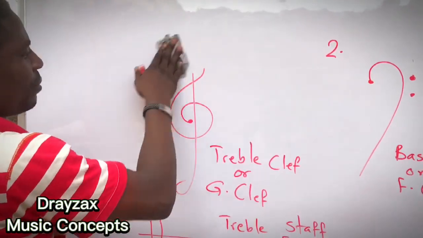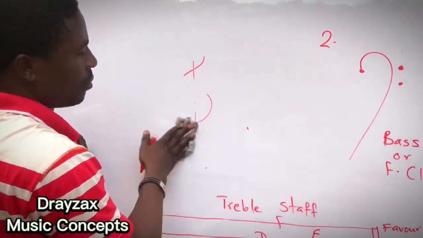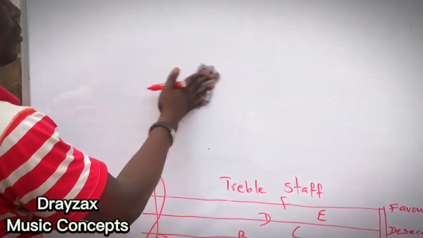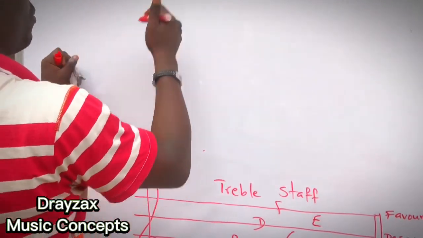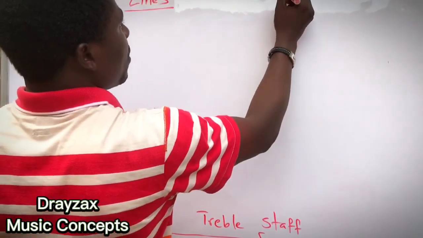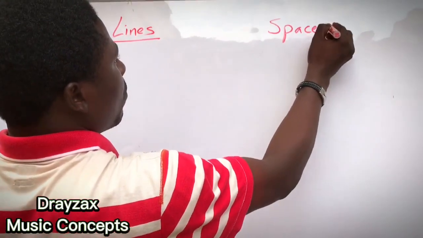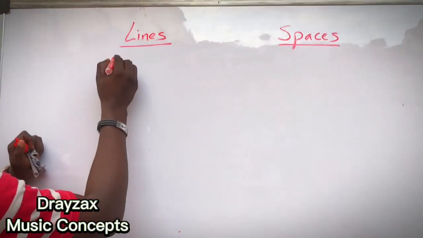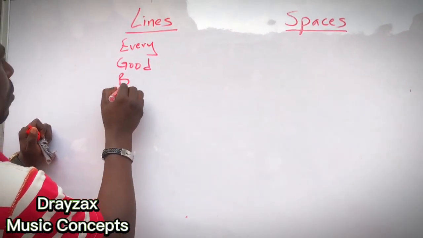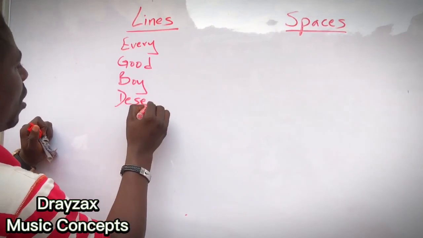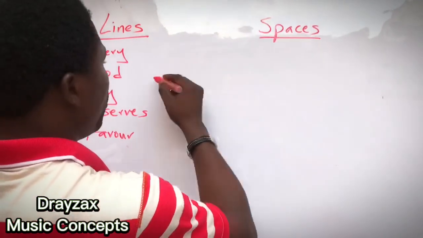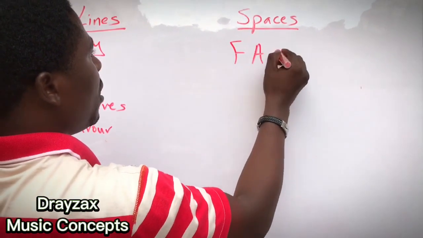Let me write them out here. So for the lines and the spaces, lines, we have every good boy deserves favor for the lines. Then for the spaces, we have just FACE.